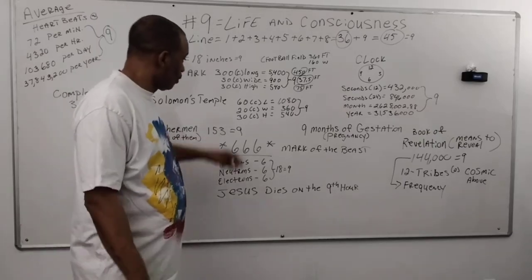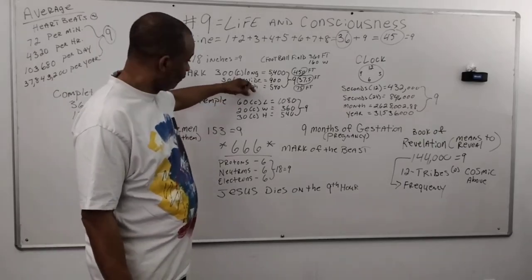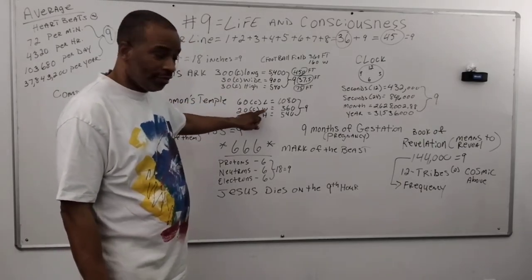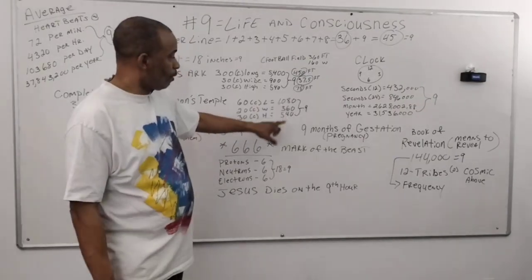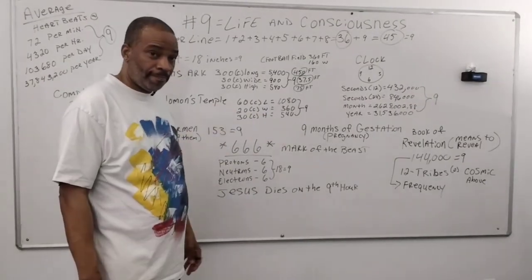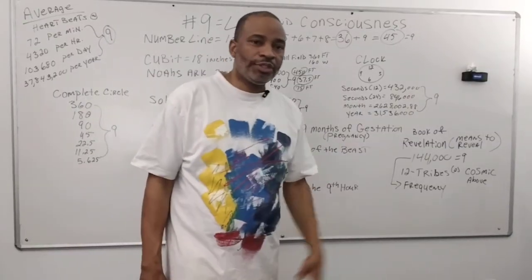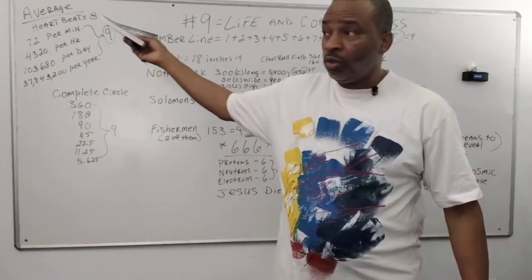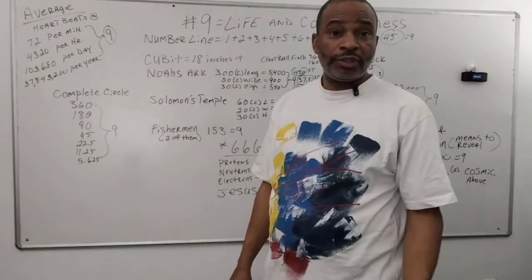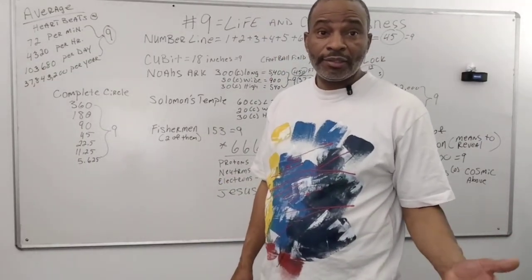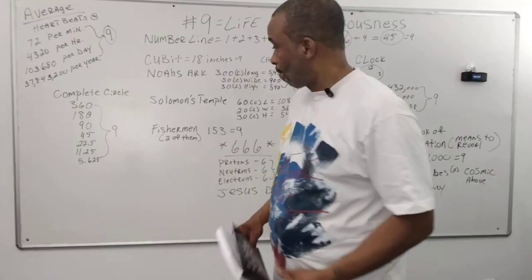Solomon's temple was 60 cubits in length, 20 cubits in width, 30 cubits in height. Again, the numbers are going to add up to 9. We're not talking about an actual building. You have people walking around in countries looking for Solomon's temple, looking for bricks and stones. You're not going to find it. All right? It's talking about your brain.